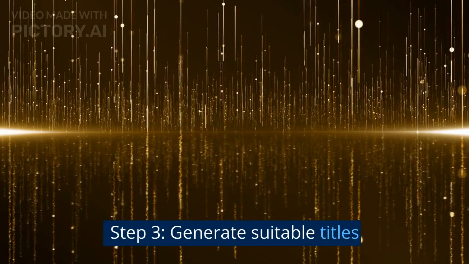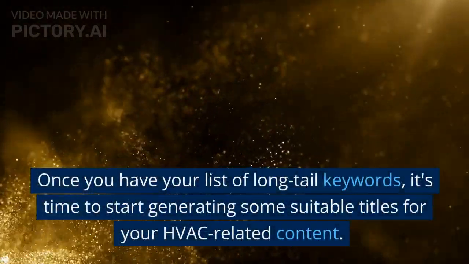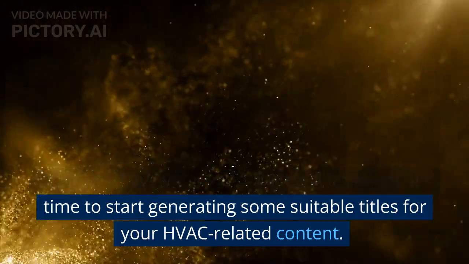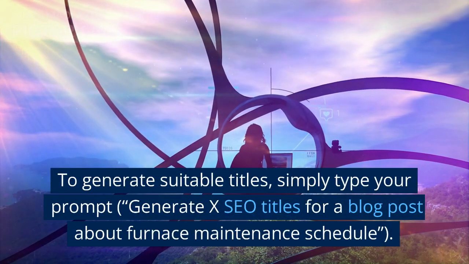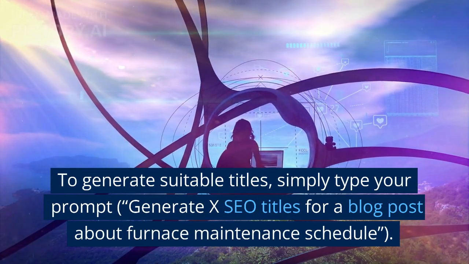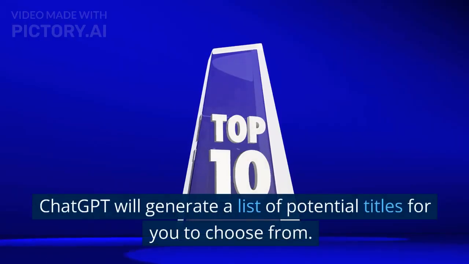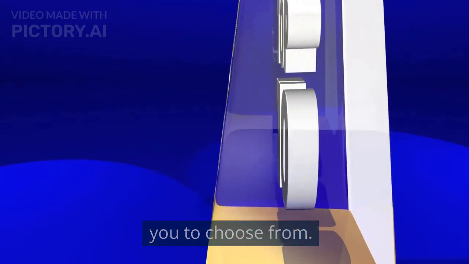Step 3, generate suitable titles. Once you have your list of long-tail keywords, it's time to start generating some suitable titles for your HVAC-related content. To generate suitable titles, simply type your prompt, "Generate X SEO titles for a blog post about furnace maintenance schedule." ChatGPT will generate a list of potential titles for you to choose from.